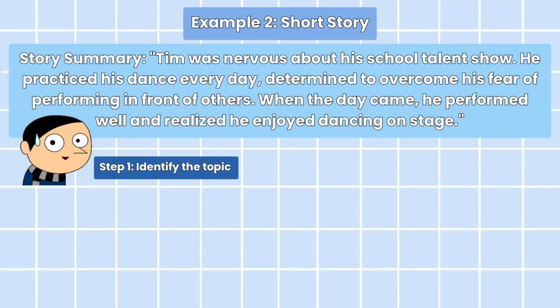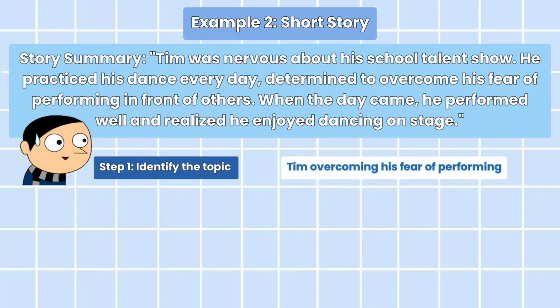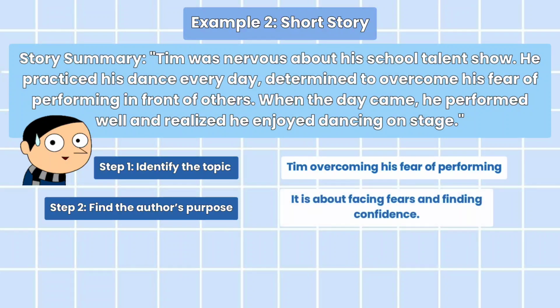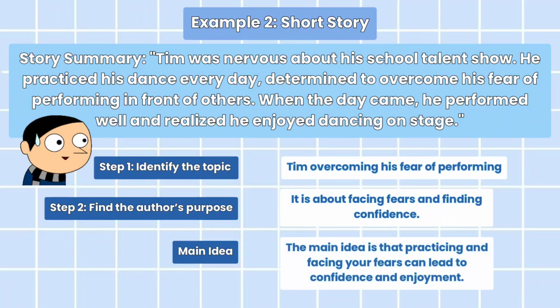Step 1. Identify the topic. The topic is about Tim overcoming his fear of performing. Step 2. Find the author's purpose. It is about facing fears and finding confidence. So our main idea is that practicing and facing your fears can lead to confidence and enjoyment.